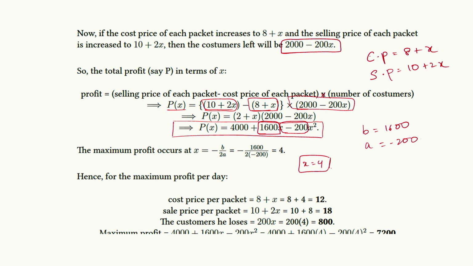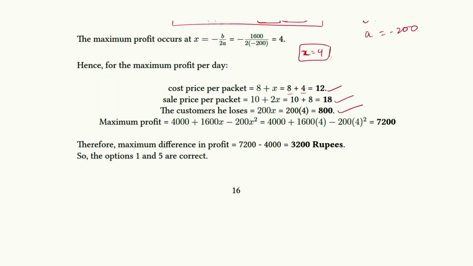So we got the value of x now. So the cost price per packet will be 8 plus 4, which is 12. Sale price per packet will be 10 plus 2 times 4, which will be 18. The customers he loses is 200x, 200 times 4, which is 800. And the maximum profit will be equal to 4000 plus 1600x minus 200x squared. If we substitute the value of x as 4, we get 7200.